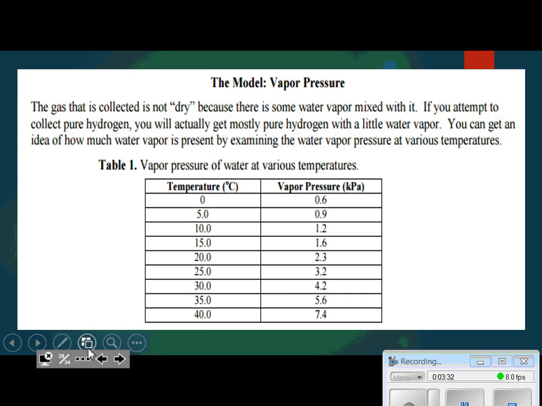So let's say I did this at 35 degrees Celsius. The vapor pressure of water at 35 degrees Celsius, and here I'm looking at kilopascals, is 5.6 kilopascals. So that would be the pressure due to the water in the collection cylinder. I'm going to show you how that's used and why that's important.